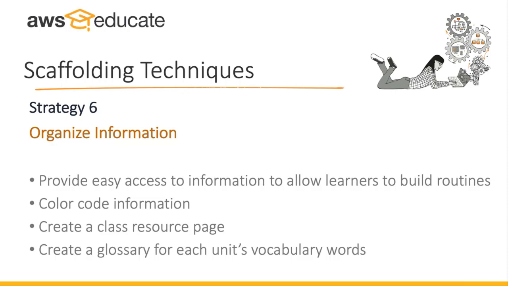You can also organize your information by creating a class resource page online. This is a special place where English learners can always go to find the most important information from a lesson. This page can include vocabulary words with an associated video about each word, a sentence to explain each concept in an understandable way, a video about the process of that concept, and more.